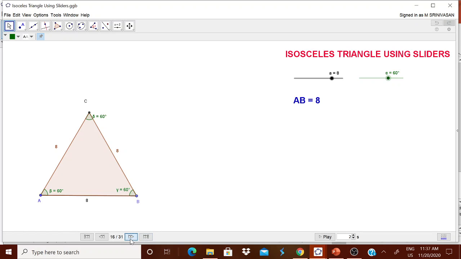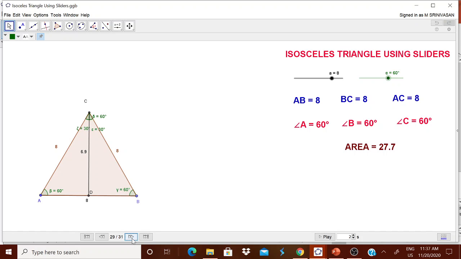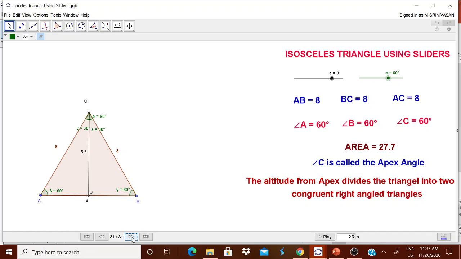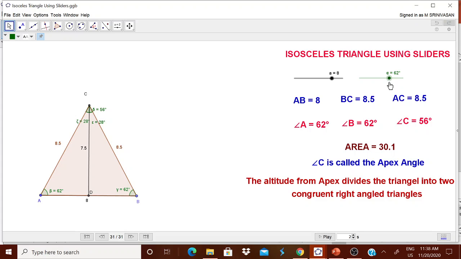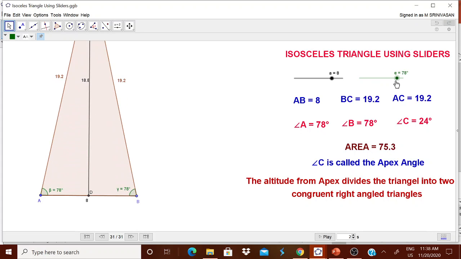And you can explore what are the sides and what are the angles, and you can explore the area by getting the altitude. But this altitude has one special property. The angle C is called the apex angle. The altitude from the apex divides the triangle into two congruent right angled triangles. This also the child can come and visualize by simply changing it, whether the altitude is dividing the top angle into two equal parts. It is not only an altitude, it is an angle bisector also.